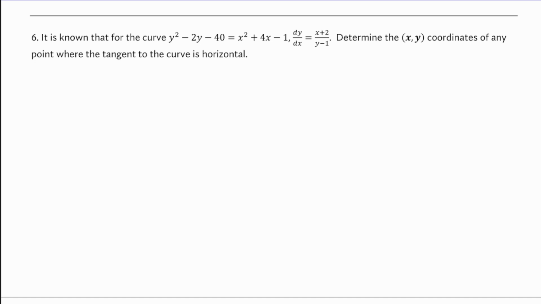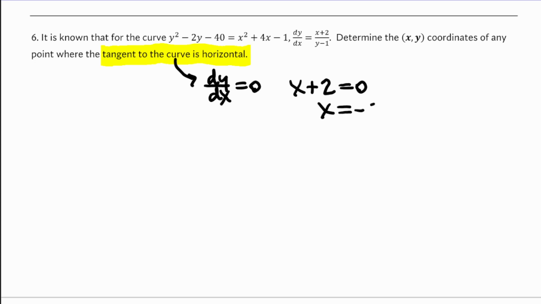Okay, so tangent to the curve is horizontal. That means that dy dx equals 0. And that's going to mean that x plus 2 has to equal 0, while y minus 1 is not equal to 0. So x plus 2 equals 0, that's x equaling negative 2.